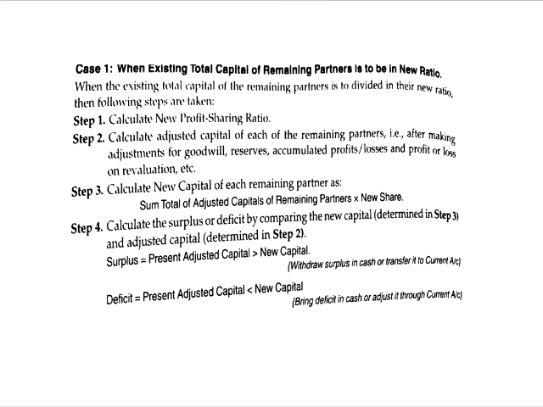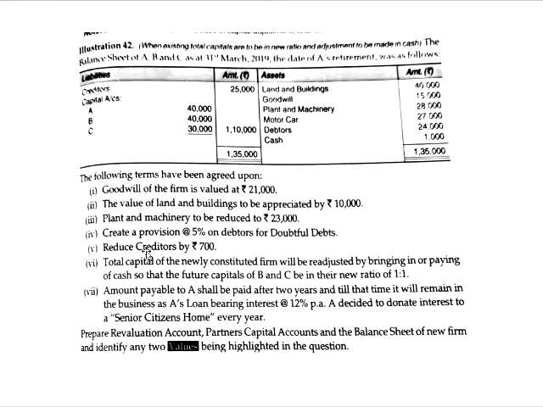So let us discuss the same topic with an example. Here one question is given. There is the balance sheet of A, B and C on 31st March 2019, on the date of A's retirement. This is the status of the balance sheet. Creditors 25,000, A, B, C capital 40,000, 40,000, 30,000, that is total capital 1,10,000. Land and building on the asset side 40,000.